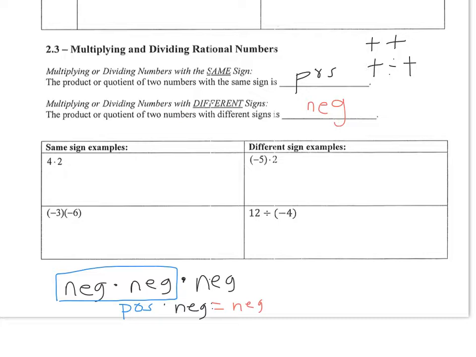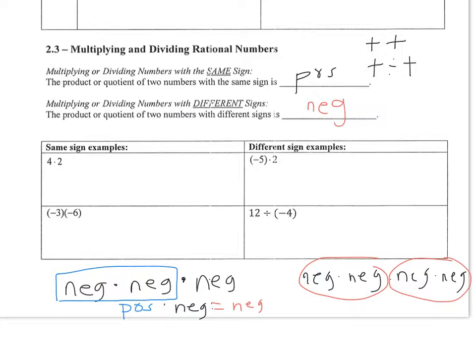But sometimes you can have a situation where there's more than two numbers. So you could have three numbers, or what if you had a negative times a negative times a negative times a negative. So what I do is I pair them up. So these two make a positive, these two make a positive. A positive times a positive is a positive.